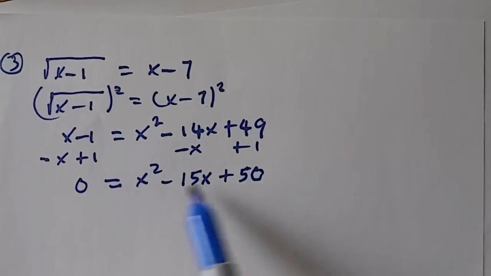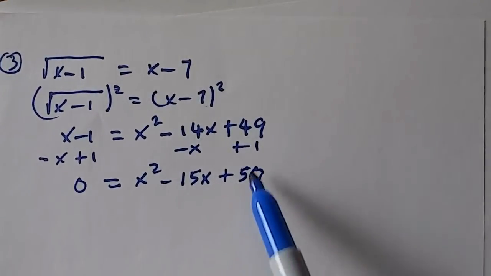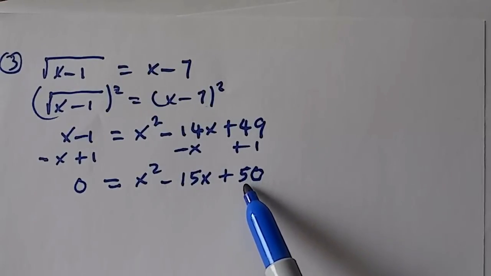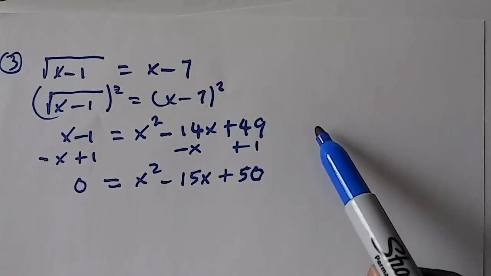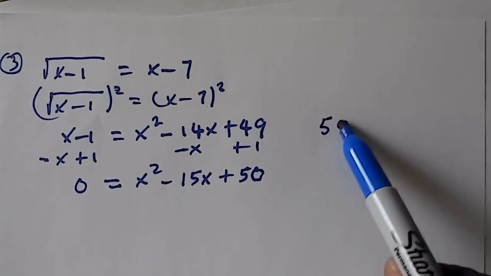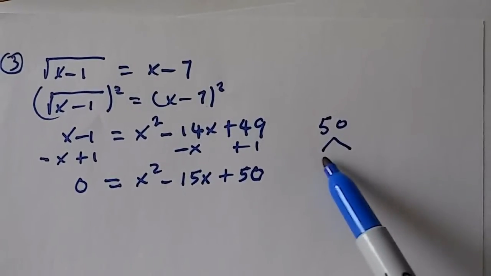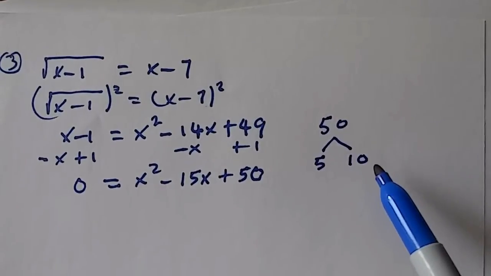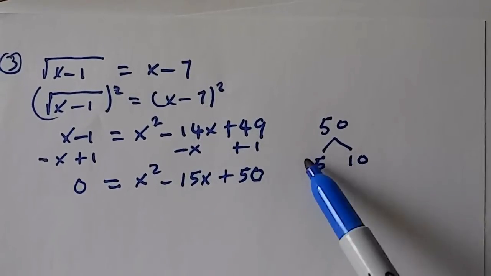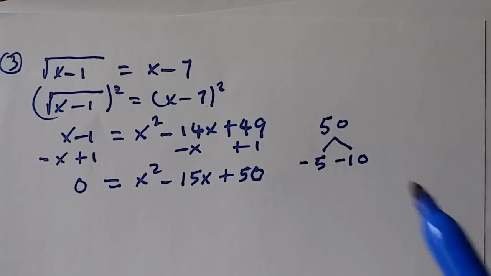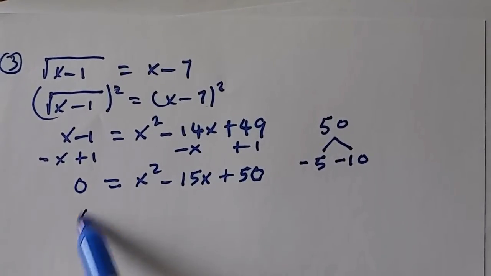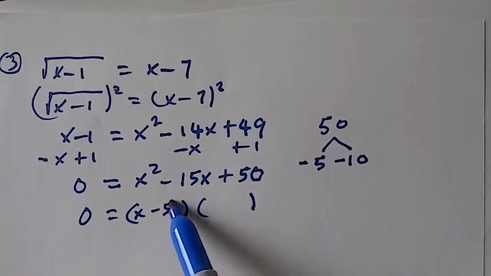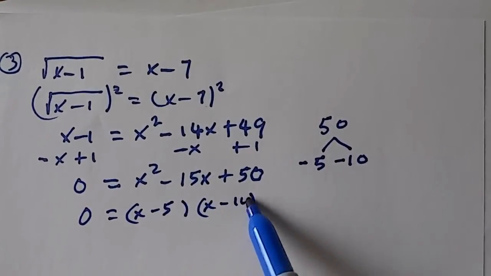So now this is a quadratic equation. The next thing we need to do is we're going to see if we can factor this. So we're going to try to break 50 into 2. So here is 50. See if we can break it into 2 factors. Obviously, 5 and 10 are what come to mind. And we want to have negative 15, so both of them have to be negative. So we can actually factor it. 0 equals factor x minus 5 and x minus 10.